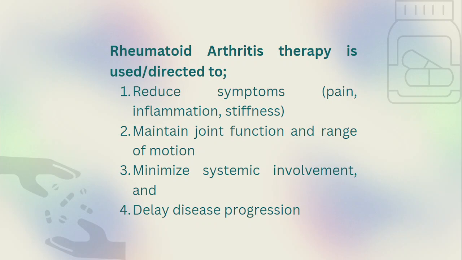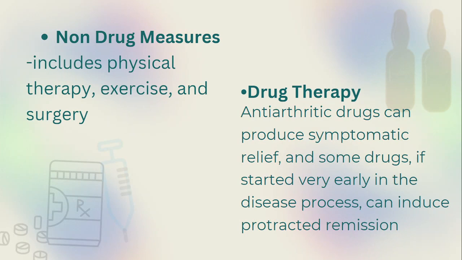Rheumatoid arthritis therapy is directed to reduce symptoms like pain, inflammation, and stiffness. It maintains joint function and range of motion. It minimizes systemic involvement and delays disease progression. To achieve these goals, a combination of pharmacologic and non-pharmacologic measures is used.